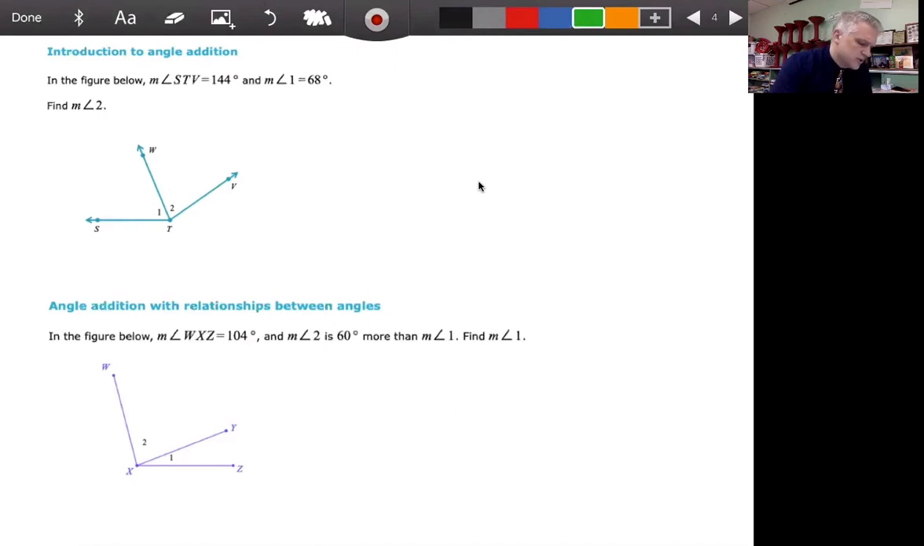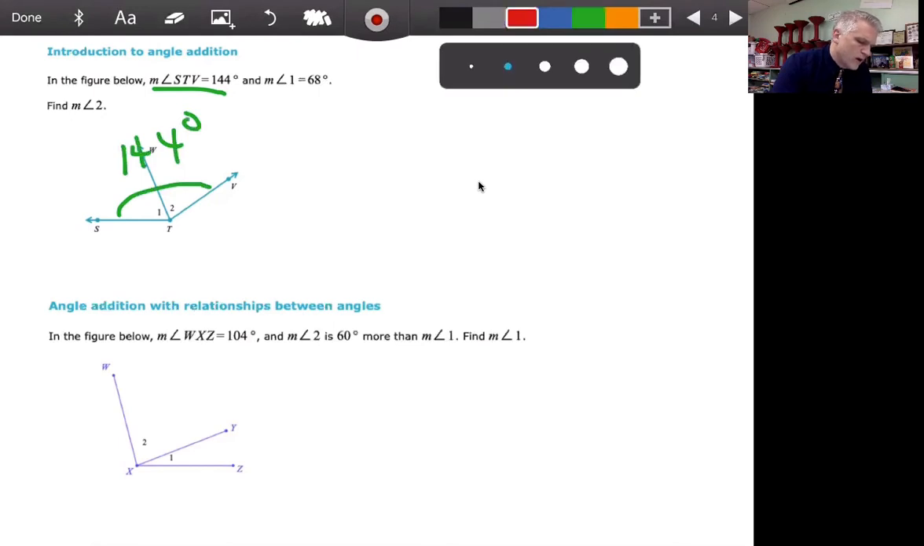So it says the measure of angle ST, I guess that's a V. My eyes are failing me. Sorry about that. The measure of angle STV is 144 degrees. So this big one is 144. It says the measure of angle 1 is 68 degrees.